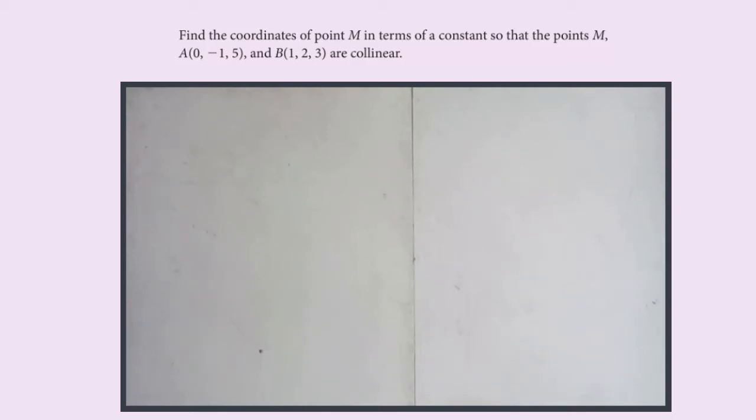Find the coordinates of a point M in terms of a constant so that the points M and A at 0, minus 1, 5 and B at 1, 2, 3 are collinear.